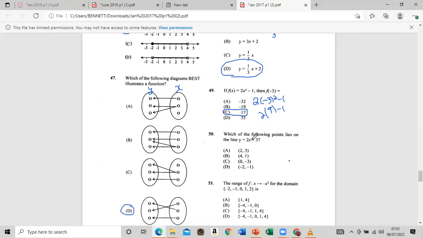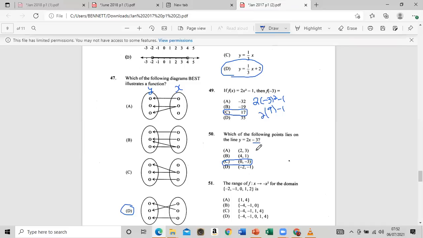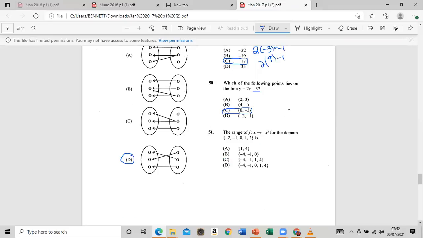Alright, so which of the following points lies on the line y equals that? So the y-intercept, it has to be the y-intercept. So which is this? No long talking, guys. We don't know about the other points, right? But we know this. This is 0, -3. So this is how it cuts the y-axis. And we know that the line x equals 0.